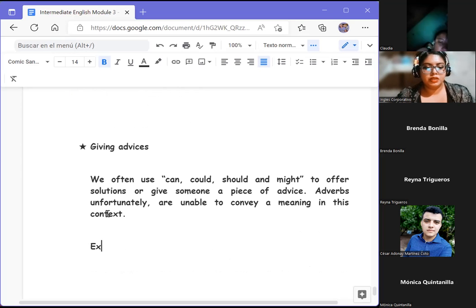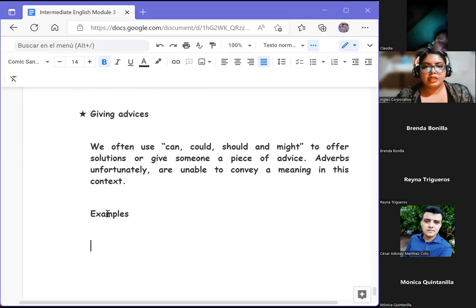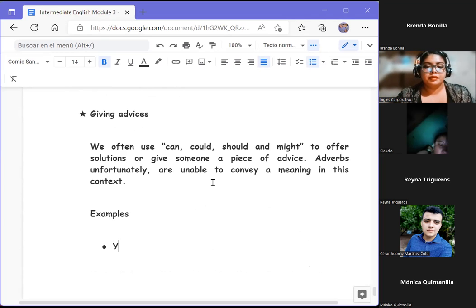So in this case, we are going to see some examples of this specification. And it says, you should study harder. Deberías estudiar más fuerte, ¿verdad? Because in some cases, you're not having a good grade. So you need to make a big effort to complete your assignment. And then we have, he could try adding some salt.